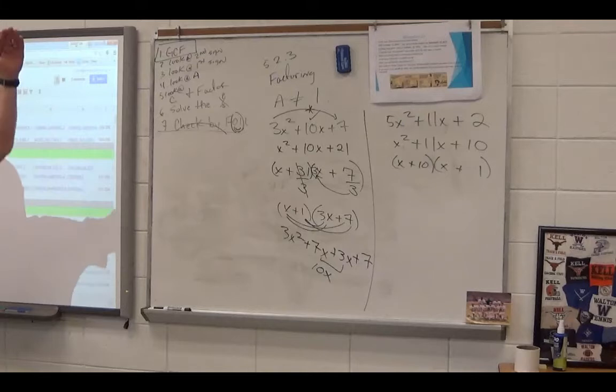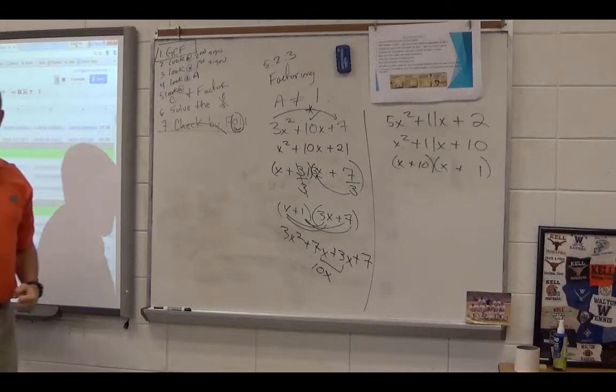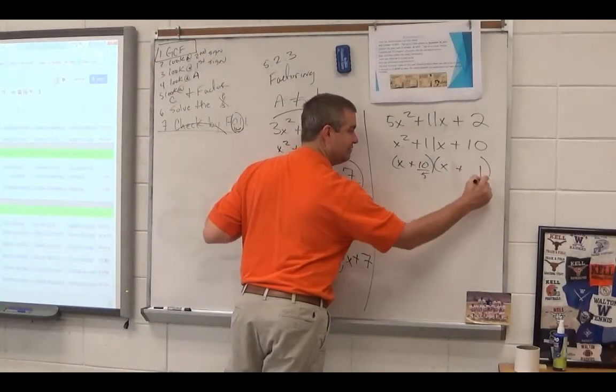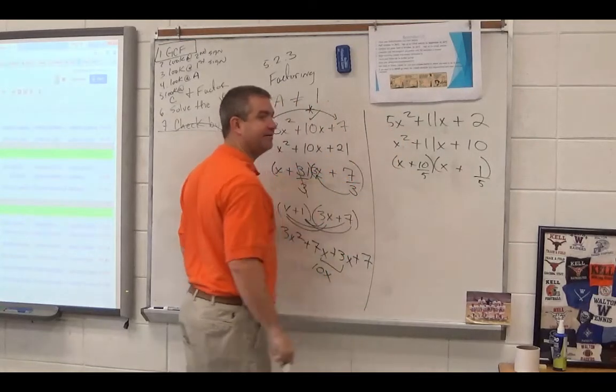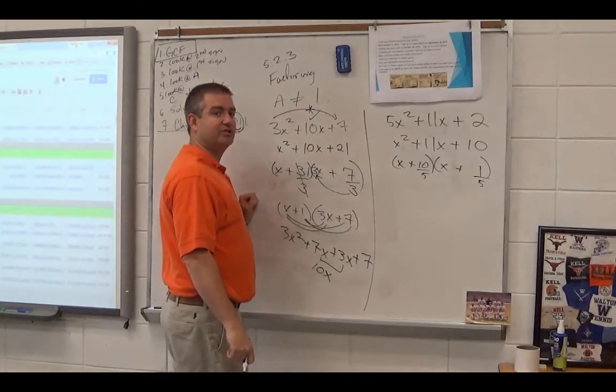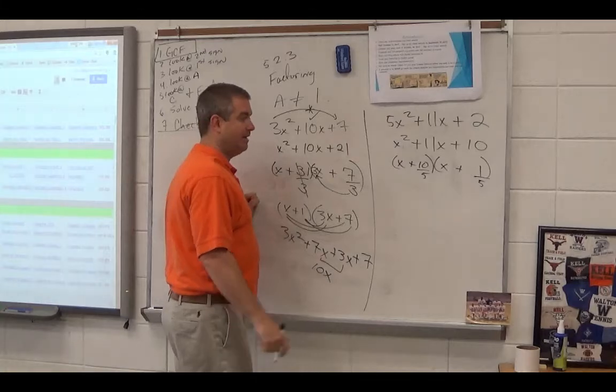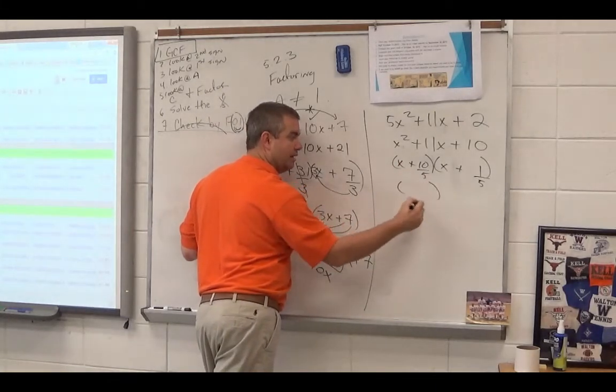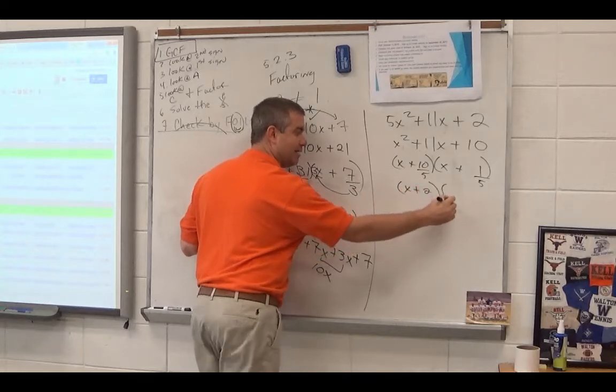What did I do in my first step? I multiplied by what? 5. What am I going to do to undo that? I divide this term by 5 and I divide this term by 5. Divide both of them by the original A. Alright, how about 10 over 5? Does that simplify? Yes. Into what? 2. X plus 2.